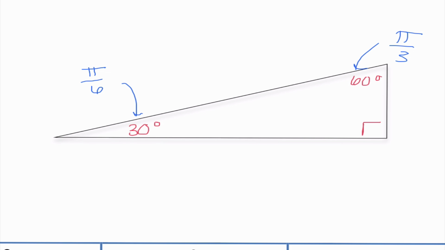Opposite from 30 degrees, we have 1. Opposite from 60 degrees, we have radical 3, and our hypotenuse is 2. Okay, so this is definitely something that you guys should have memorized. In fact, I'm going to actually suggest that we memorize some information we get from using this. Okay, our other one, we have our 45, 45, 90.